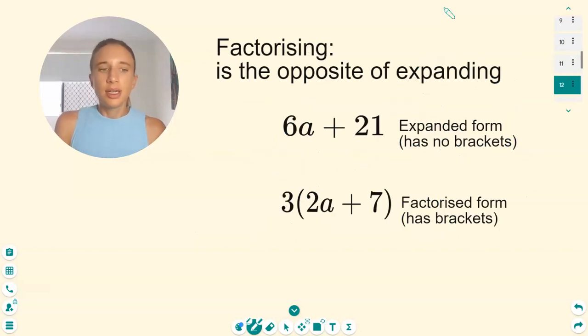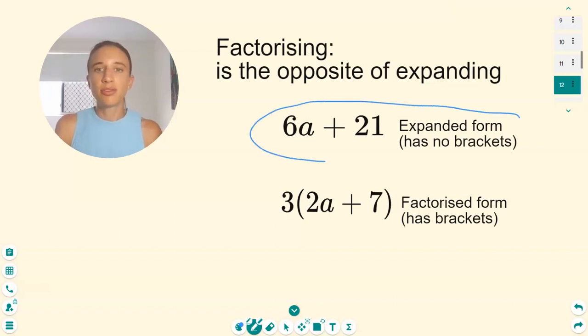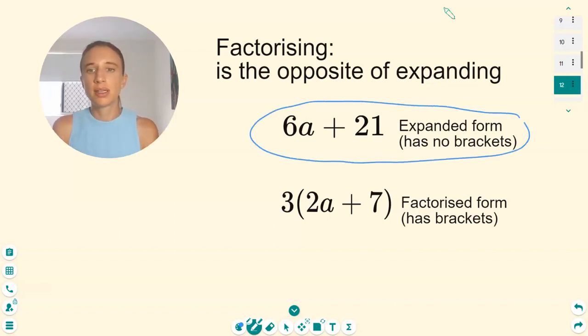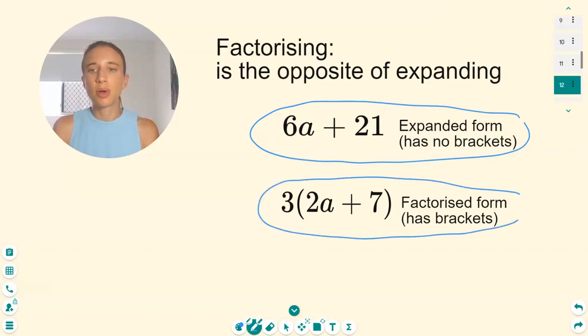But just some key takeaways. Factorizing is the opposite of expanding. So this is expanded form, has no brackets. Factorized form has brackets, and you're pulling that highest common factor out the front. And you need to check both your coefficients and your variables for each term. And I hope that makes sense.